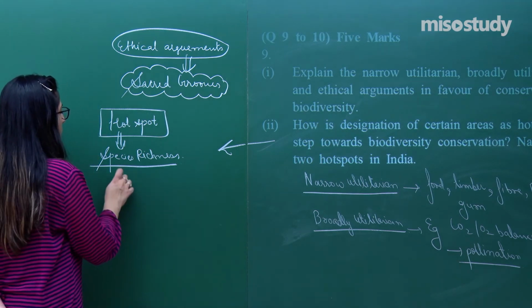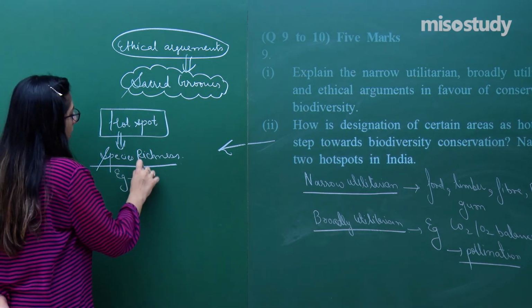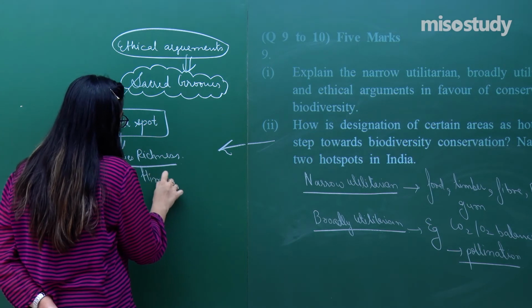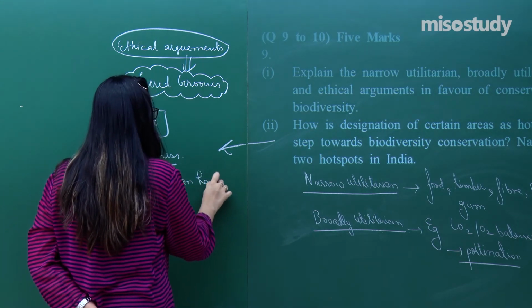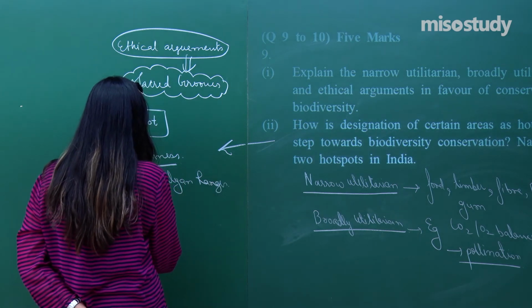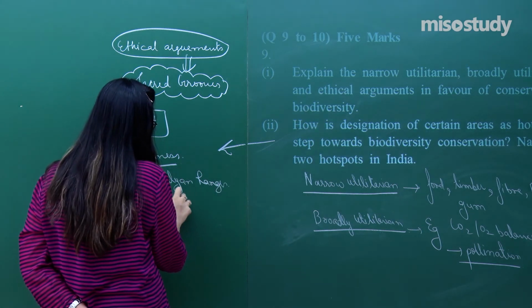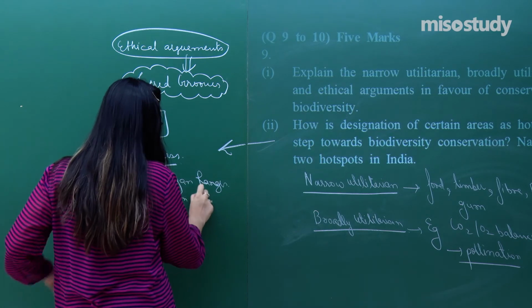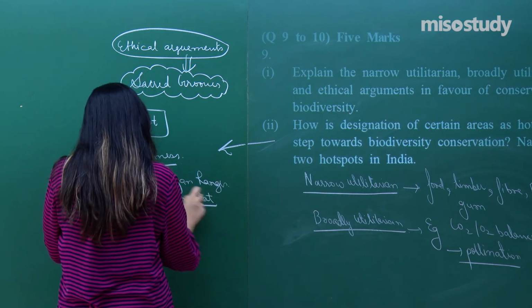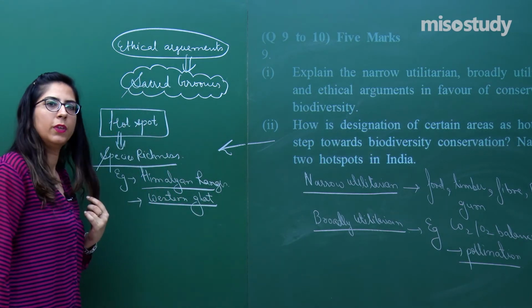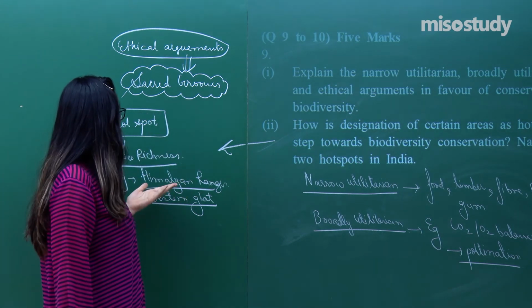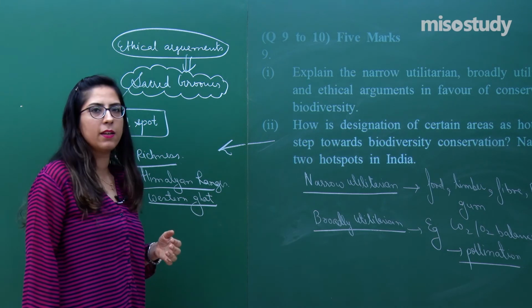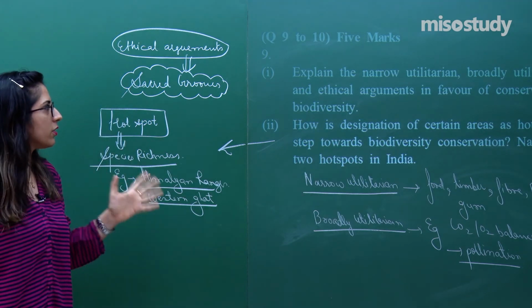You can talk about two examples. One is the Himalaya ranges, and second you can take an example of the Western Ghats. Right? So this is the ethical argument: sacred groves, species richness, Himalaya ranges, etc. Right? So this is how you have to attempt.